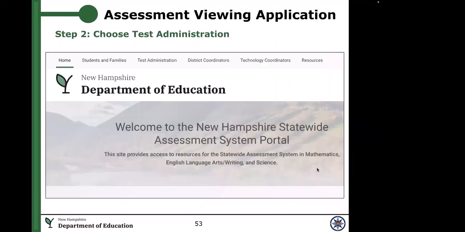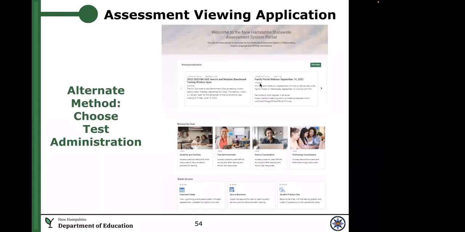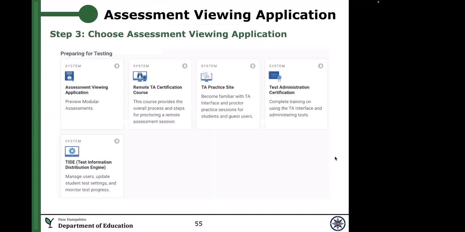When you're on the home page here, you're going to go under test administration. From the home page, you can do that, or on the home page, there are these pictures here. You can also go to test administration here, and it will bring you right to a page that looks like this. There's a section here that says preparing for test. And what we're talking about here is the assessment viewing application. So this is where you would click.